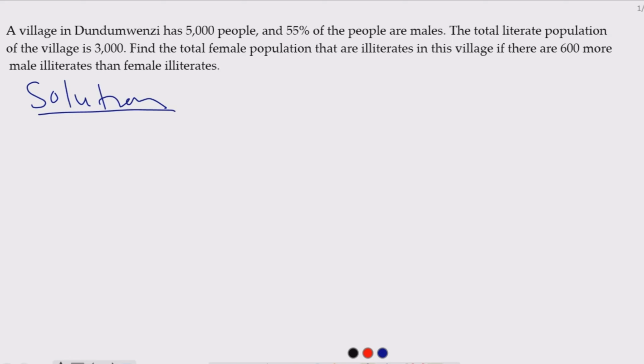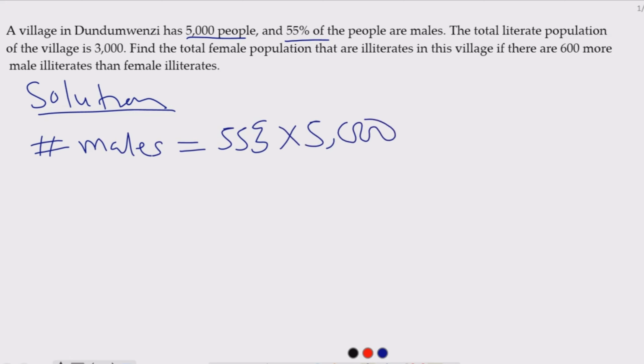Solution. What we know is we have a population of 5,000 people, of which 55% are male. So the number of males in this population is basically 55% of the total population, which is 5,000. This gives us 2,750. These are the male population.